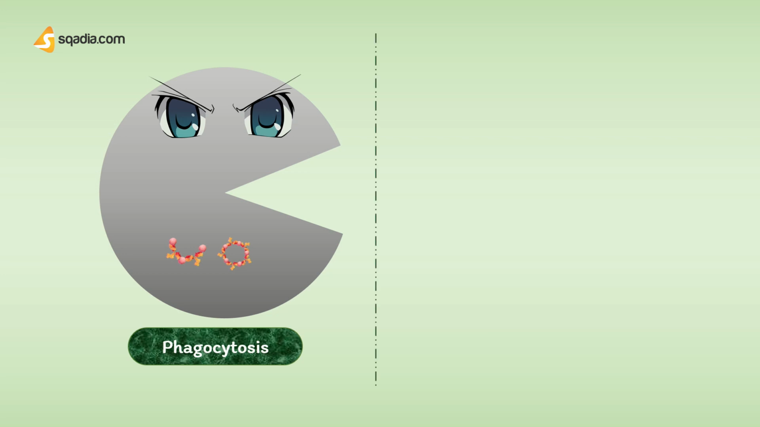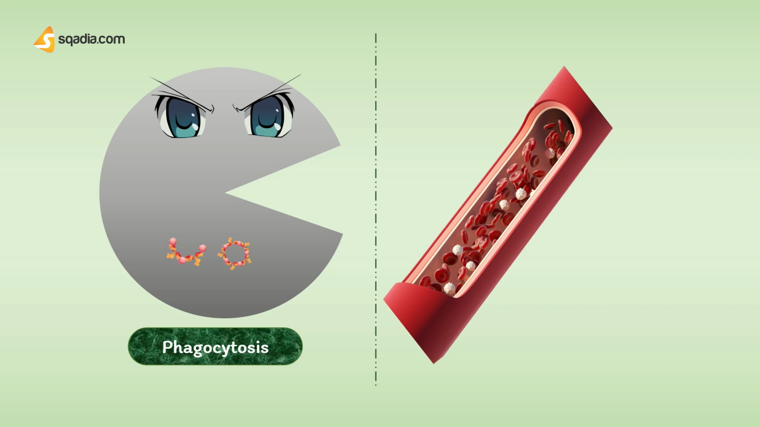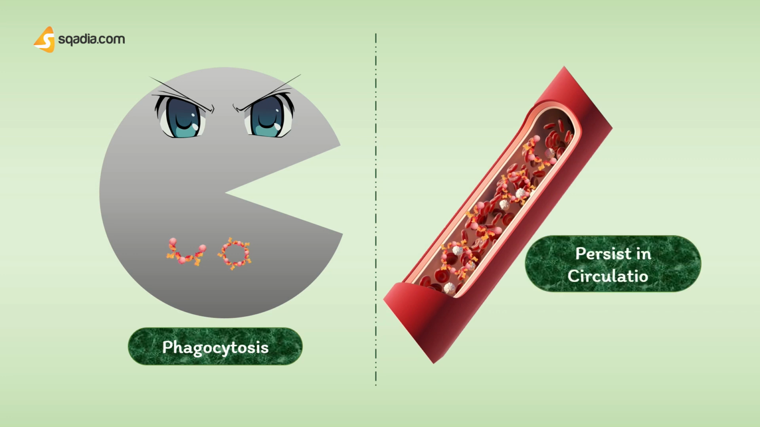Another fate is that the complex may persist in the circulation and cause inflammatory damage to the organs or inhibit useful immunity, for example, in the case of tumors or parasites. So, that was all about the intro of antigen-antibody interactions and immune complexes.